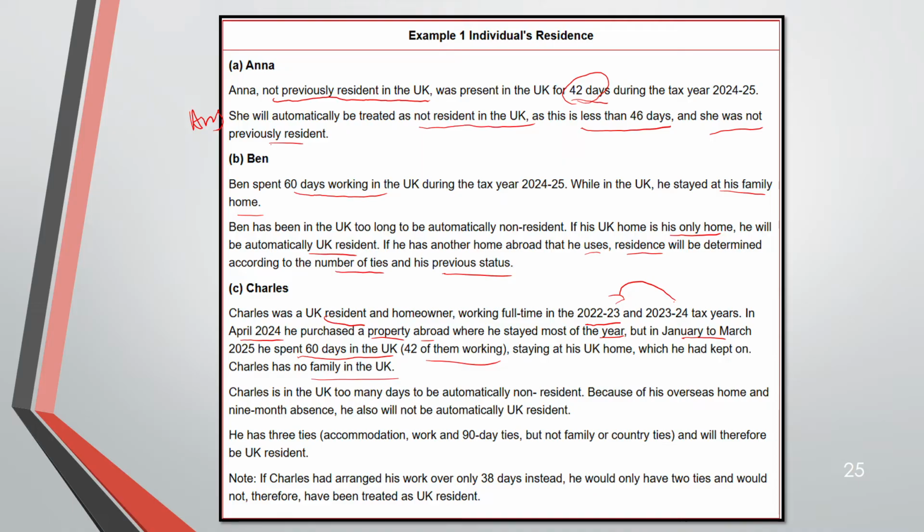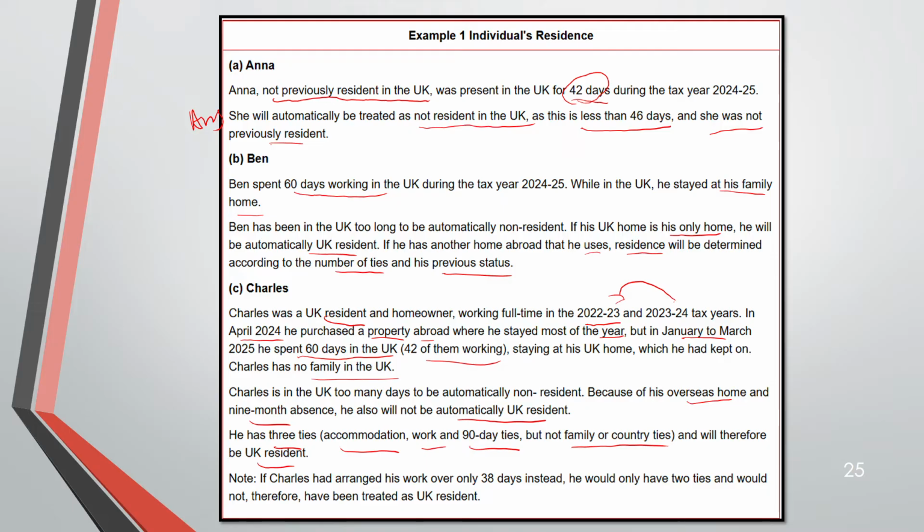Okay. So tell me, he has an overseas home and a 9-month absence. He is not automatically UK resident. If you go by the automatic non-UK residency test, automatically he will not be UK resident. Now let us go through the ties. There are three ties: one is accommodation, one is 90-day, and one is work. But he does not have the family tie. No family in the country. But he has a house there, he worked there, and the 90 days tie is there. Okay? And will therefore be UK resident because of 3 ties.